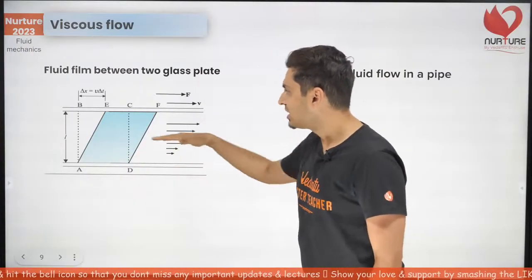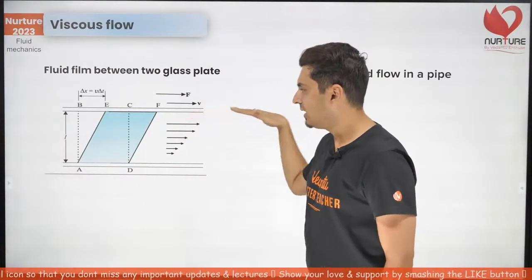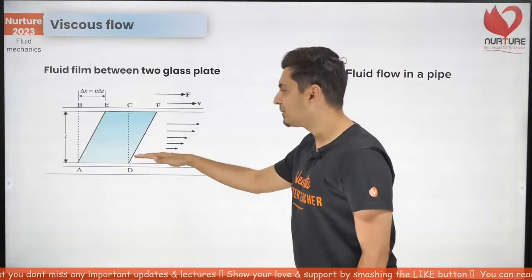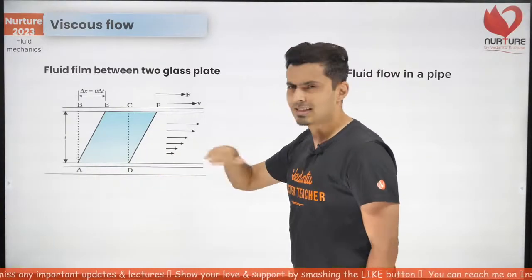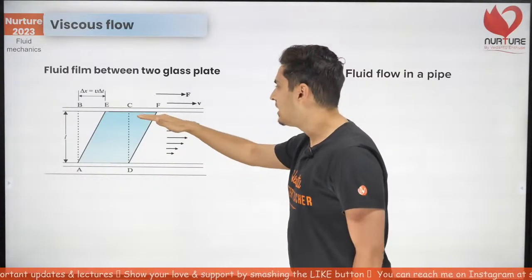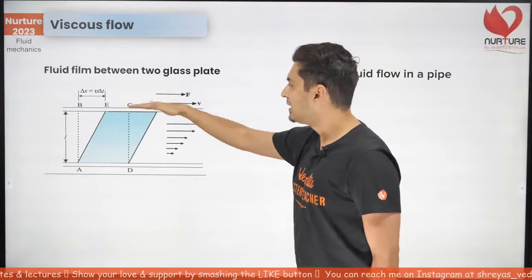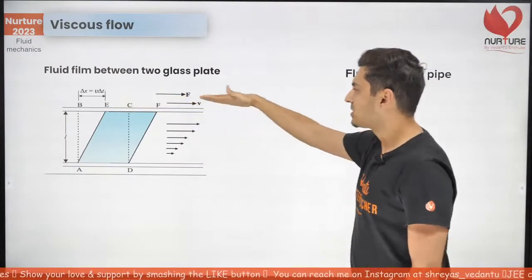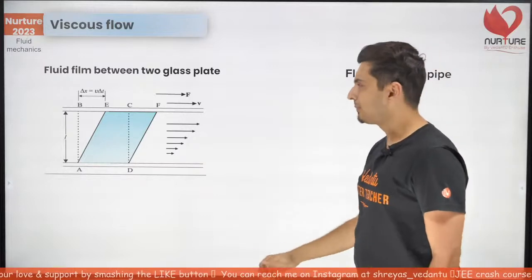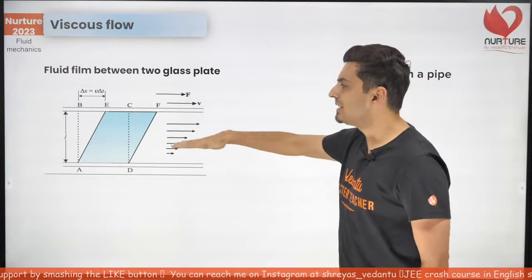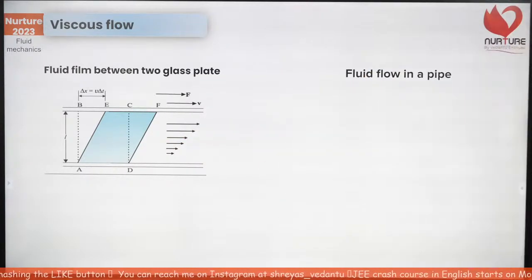You can see each layer has different velocity. The layer which is in touch with the bottom part has negligible velocity. The layer which is in contact with the topmost part is moving with the topmost layer. Do you see that? So laminar flow, you can see layers of fluid flowing over here.